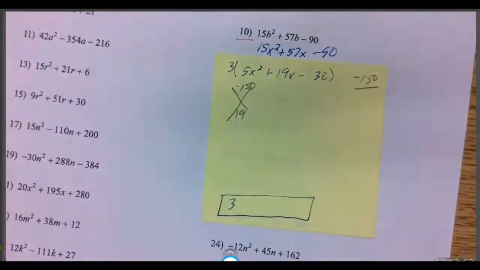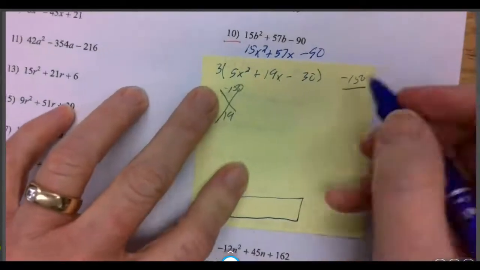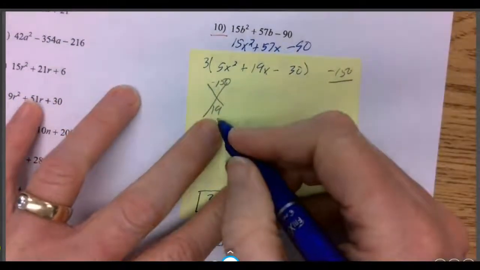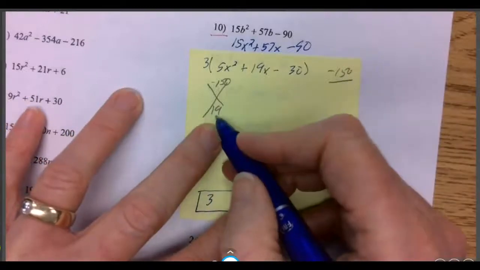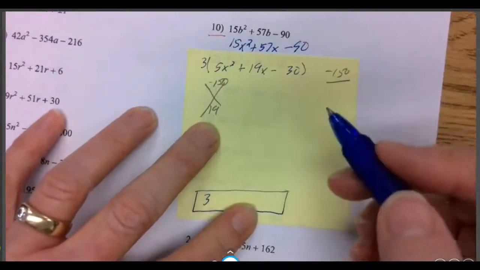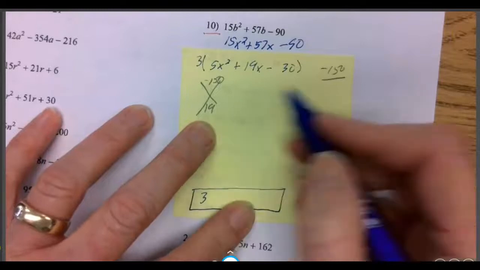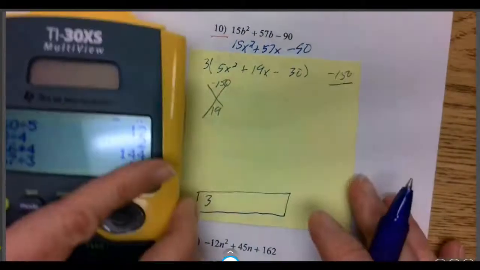Didn't we do this one? I think we did. We did one something like this anyway, or maybe it's just me. I've done this problem too many times. Okay, so the factors of 150 that subtract to 19. I don't know if we did do this.